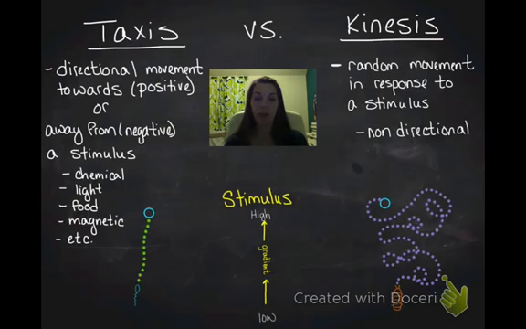And that stimulus can be anything. It doesn't have to be food. It doesn't have to be an egg. There's all sorts of different stimuli for the organisms. I hope that helps you clarify the difference between taxis and kinesis.